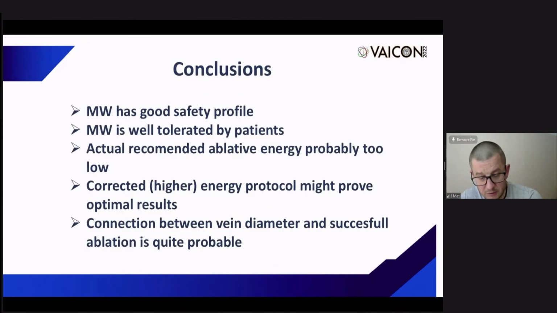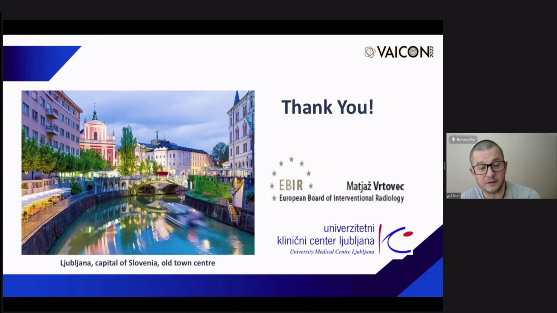So we can probably conclude that microwave technology has a good safety profile, is well tolerated by patients, but the actual manufacturer-recommended ablative energy is probably too low to achieve a favorable result. The corrected, higher 50 watts energy protocol might prove optimal. A connection between vein diameter and successful ablation is quite probable. Thank you for your attention. Thank you.